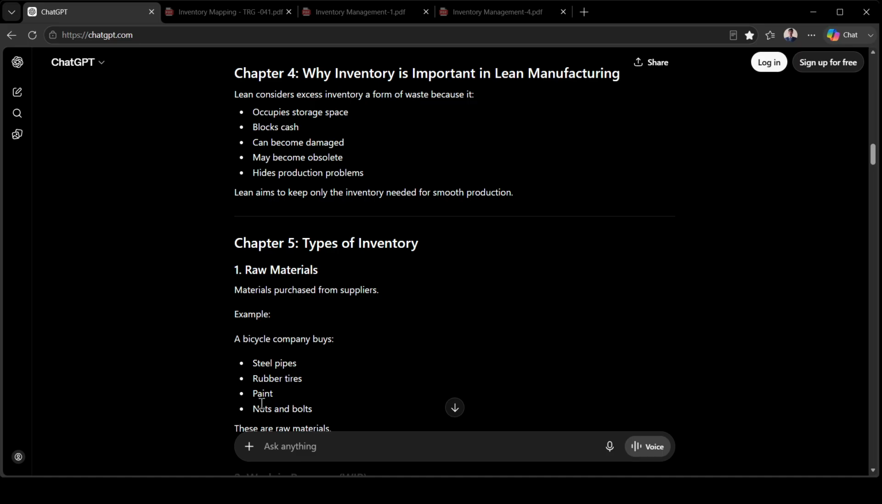In chapter 4, why is inventory important in lean manufacturing? The lean concept treats inventory as a form of waste because it occupies storage space, blocks cash, can become damaged, may become obsolete, and hides production problems. So lean aims to keep only the inventory needed for smooth production. In chapter 5, types of inventory.